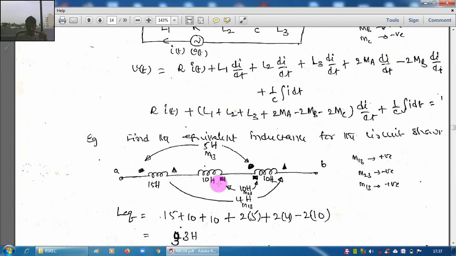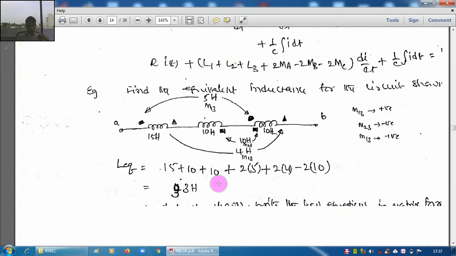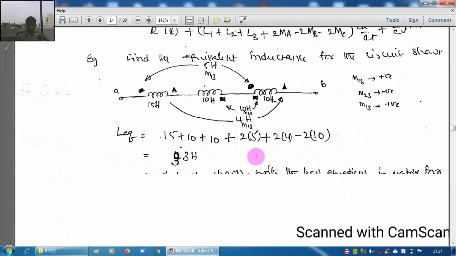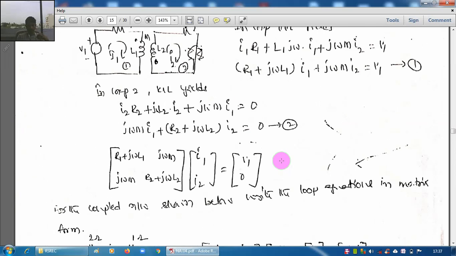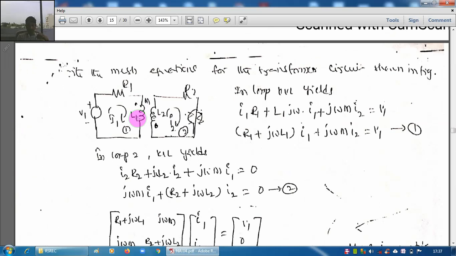Like that we can write KVL equations, voltage equations. We take this. This is another type of coil, like a transformer coil. One is the primary coil and the other is the secondary coil. In the primary coil current I1 is flowing, and in the secondary coil current I2 is flowing.